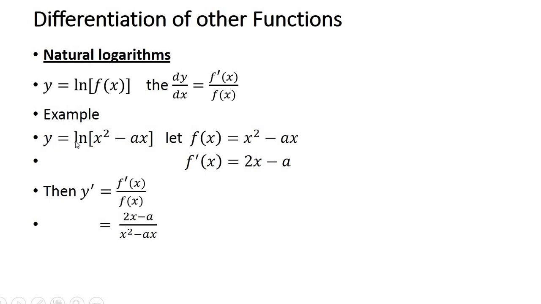So if y is equal to ln(x squared minus ax), you should see this as your function f of x. Therefore, you let f of x be equal to x squared minus ax. If you differentiate this to get your first derivative, you obtain 2x minus a, and then you substitute so that you get the overall derivative of your logarithm, which is given by f prime of x over f of x. You already have these two. f prime of x is 2x minus a over f of x, which is x squared minus ax.